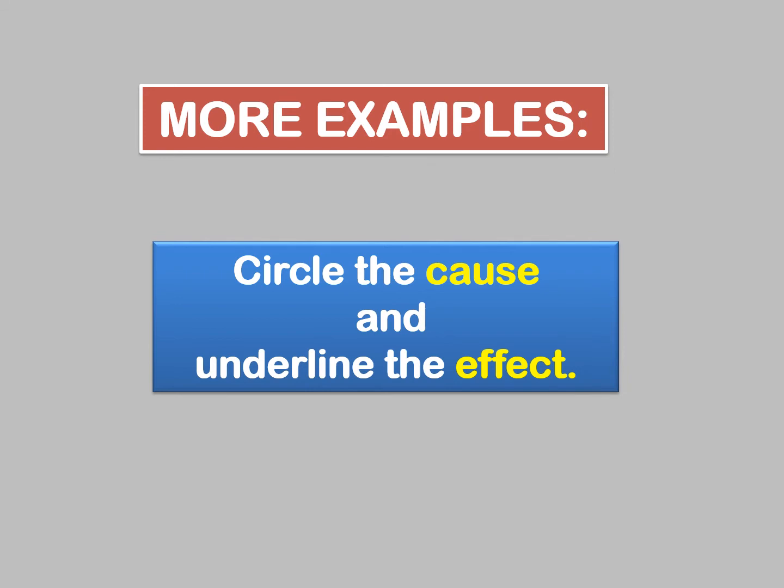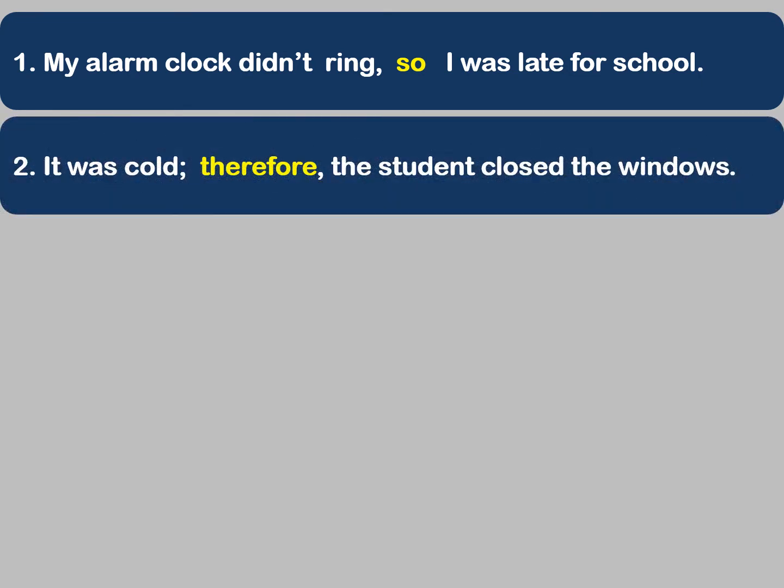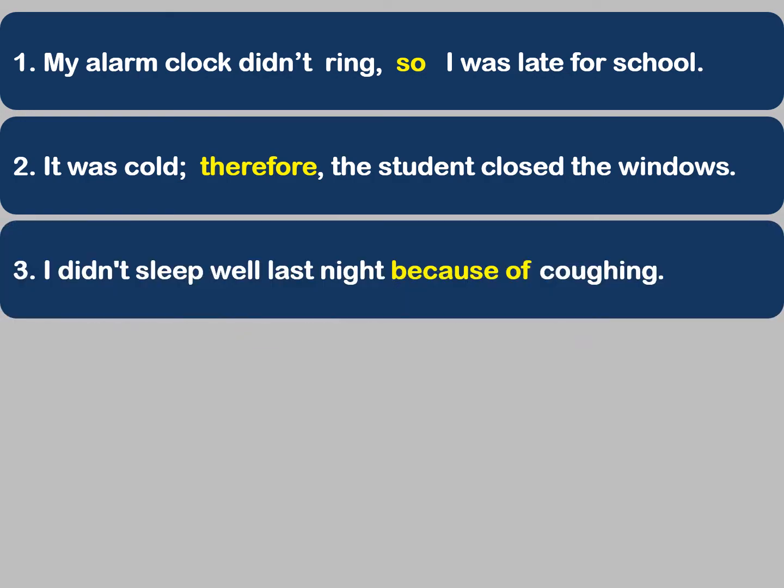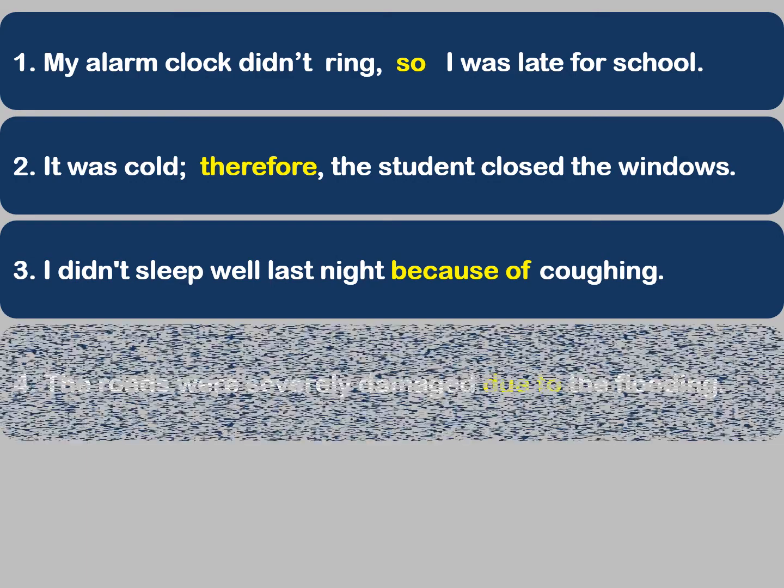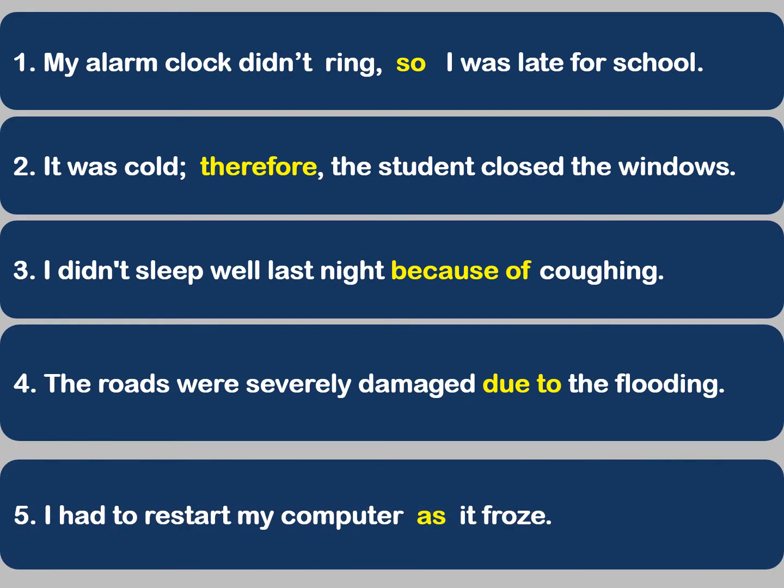Now, more examples. Let's circle the cause and underline the effect in these sentences. Number one, my alarm clock didn't ring, so I was late for school. Number two, it was cold, therefore the students closed the windows. Number three, I didn't sleep well last night because of coughing. Number four, the roads were severely damaged due to the flooding. Number five, I had to restart my computer as it froze.